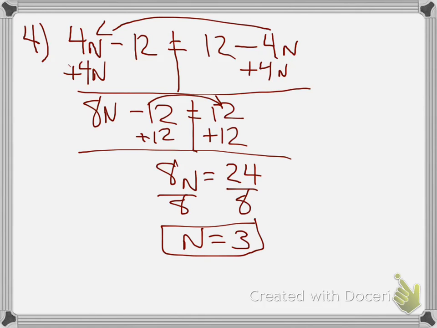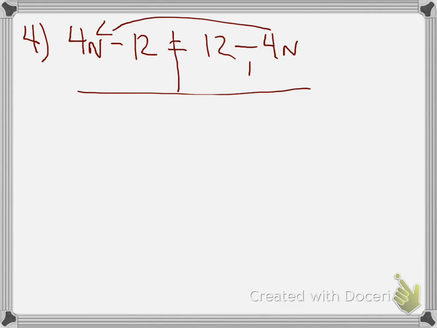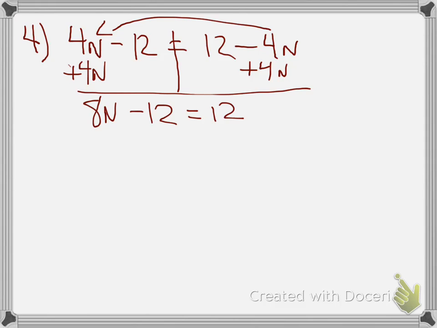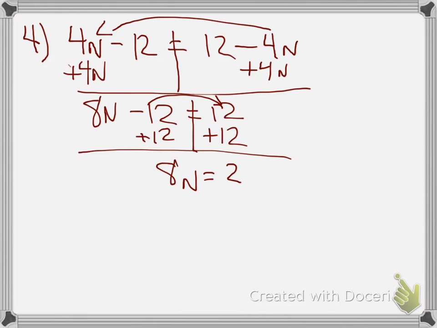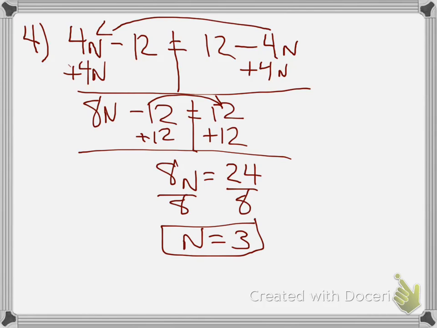Oops, number 4, I went a little too far. Let's go back. There we go. I've got 4n minus 12 equals 12 minus 4n. I can move the variable to the left, so plus 4n, the opposite of a minus is plus. I get 8n minus 12 equals 12. Add 12, or move the 12 to the other side. You get 8n equals 24, and then you divide by 8, and you get n equals 3. So again, these shouldn't be very difficult. We're just checking these, and that's how they would flow.